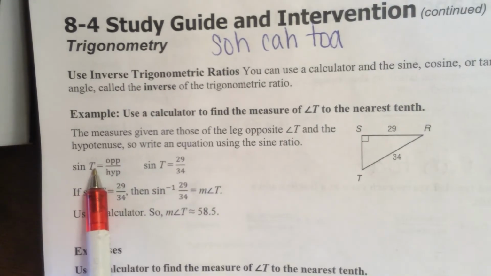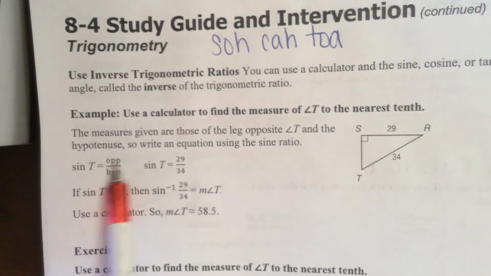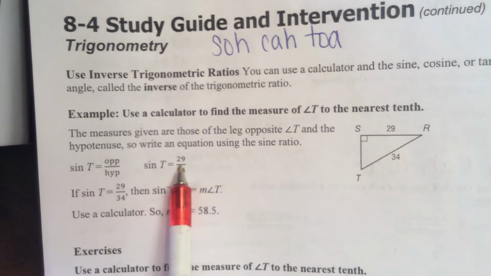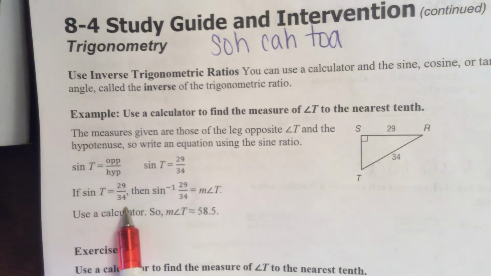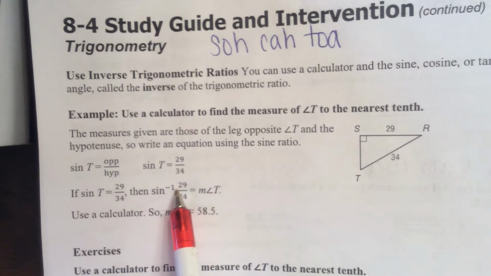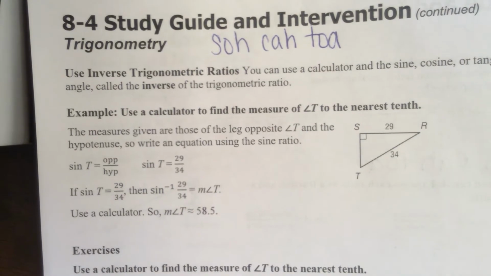So the sine of angle T is equal to the opposite leg over the hypotenuse, and we can take those measures, 29 over 34. Since the sine of angle T is equal to 29 over 34, then we know that the inverse sine of 29 over 34 should give us the measure of angle T. Okay, so we're going to stick that into our calculator so you can see how it is done.